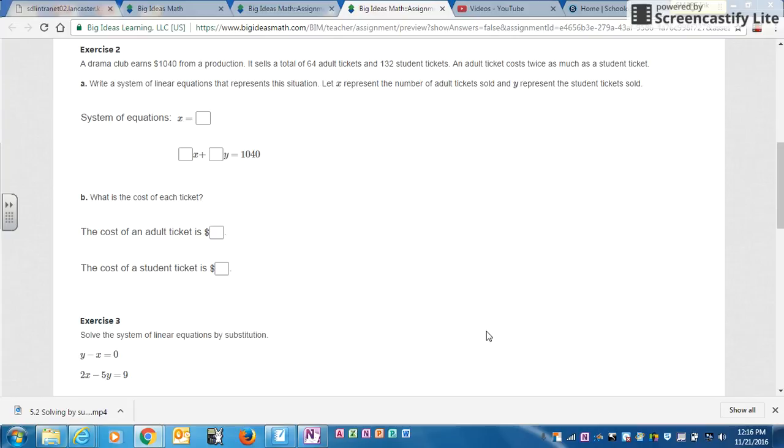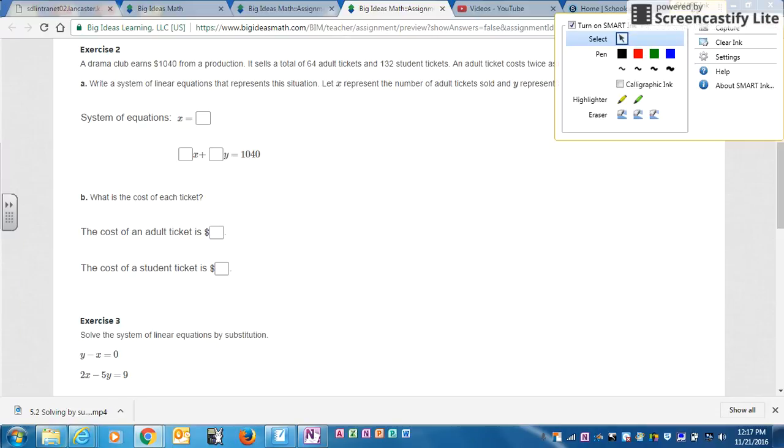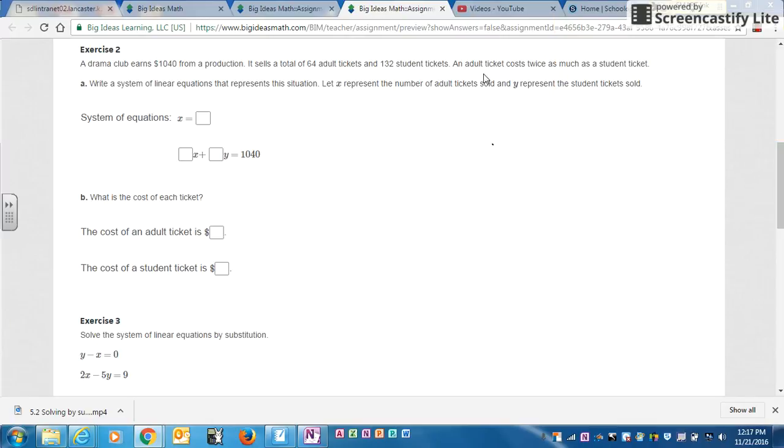Okay, this is exercise 2, continuing on with the word problems. A drama club earns $1,040 from a production. It sells a total of 64 adult tickets and 132 student tickets. An adult ticket costs twice as much as a student ticket. So right away I know that that's going to be important. Write a system of linear equations that represents the situation.